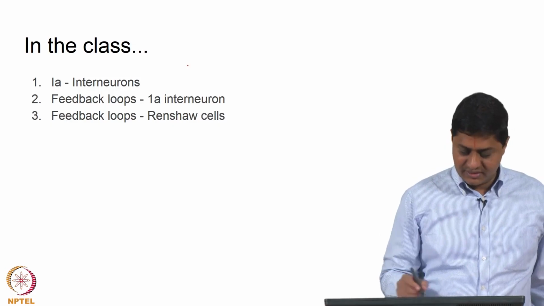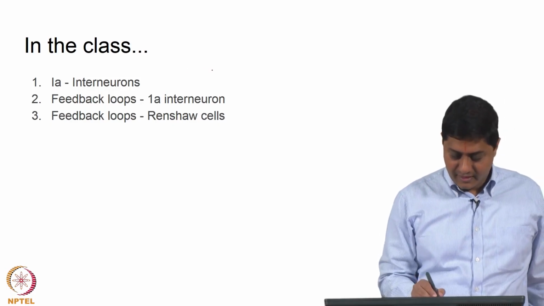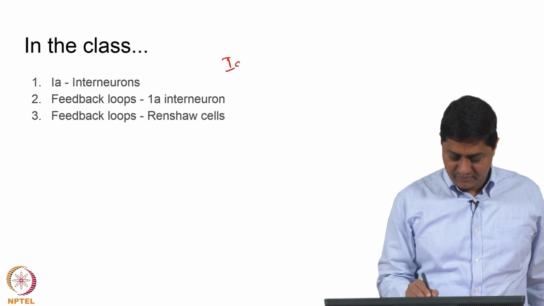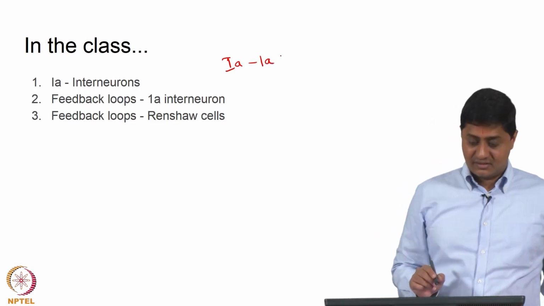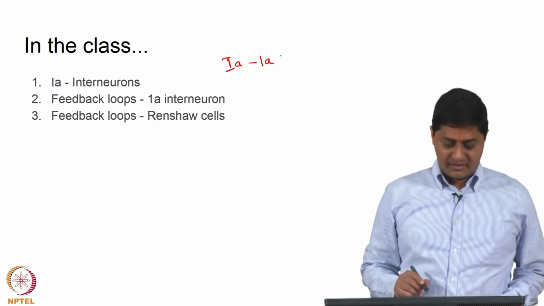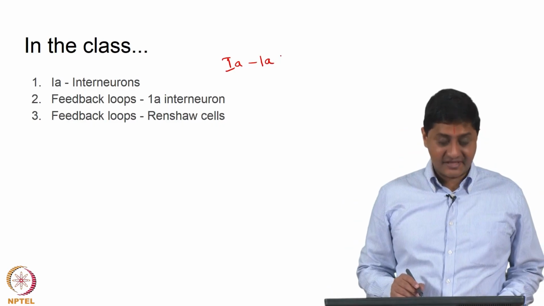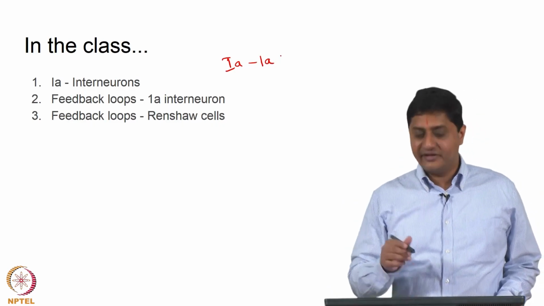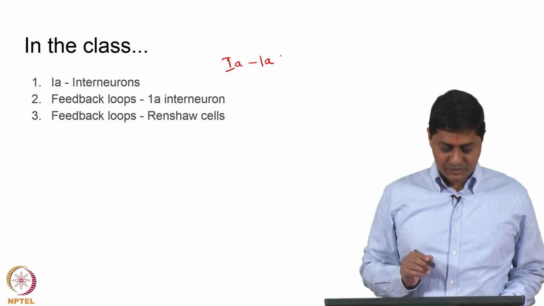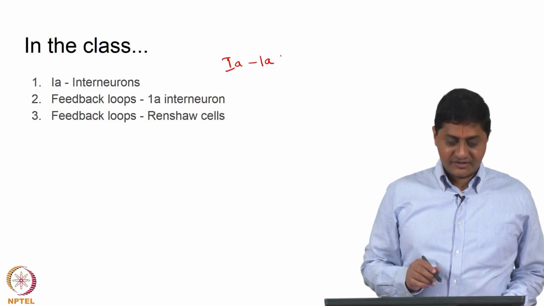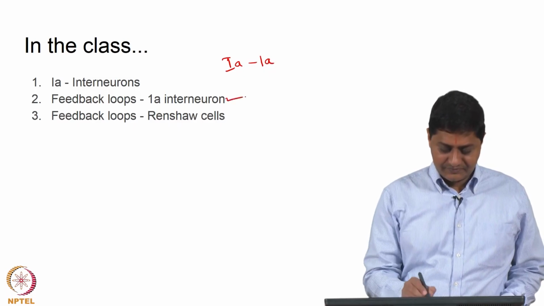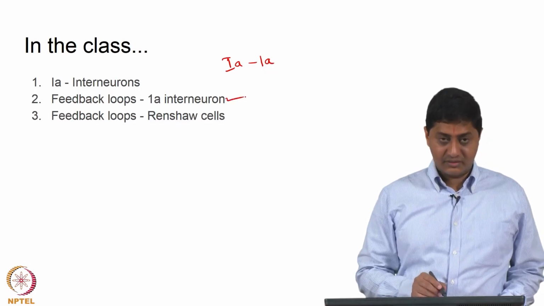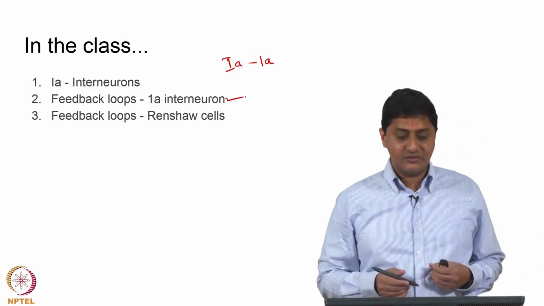So, it is written with Roman numeral 1, but for clarity in this class, I am going to call this 1A, with numeral 1 and A, because otherwise some students read it as IA interneurons. So, that is actually 1A interneurons, and the feedback loops that are involved by 1A interneurons, and those that involve a combination of 1A interneurons and Renshaw cells.